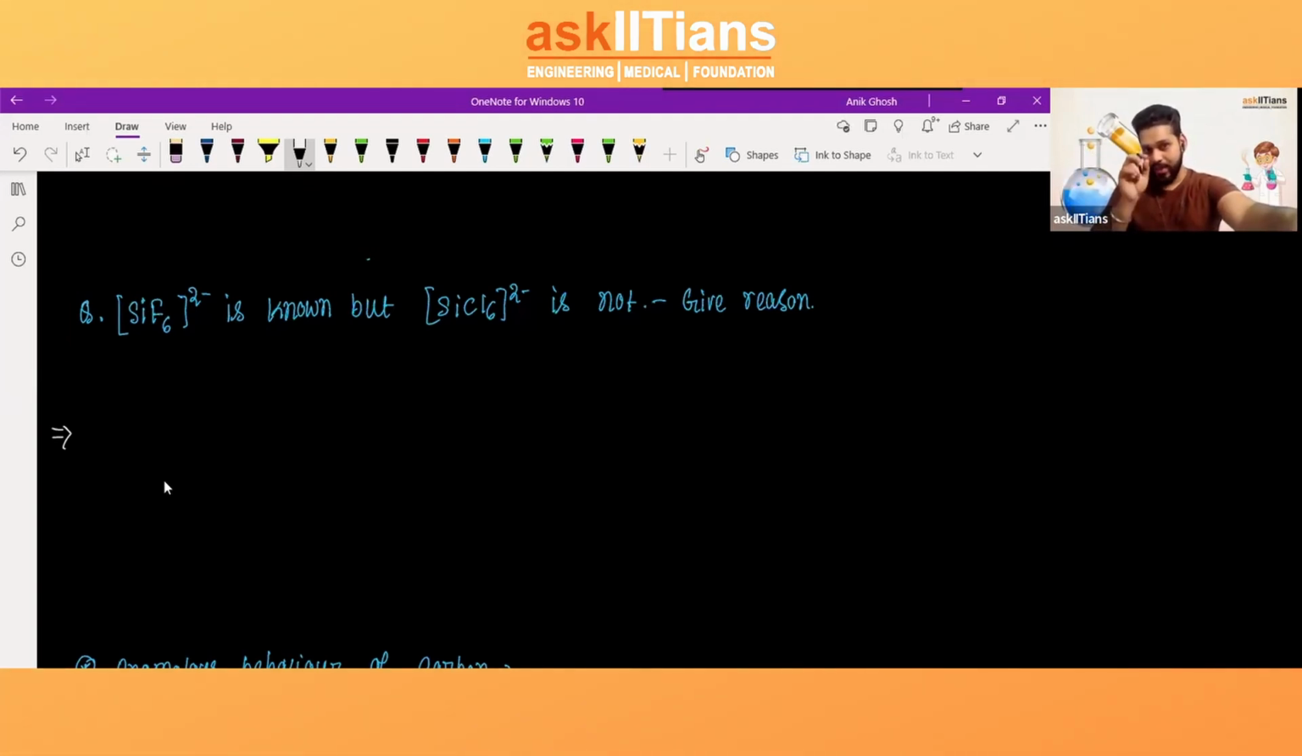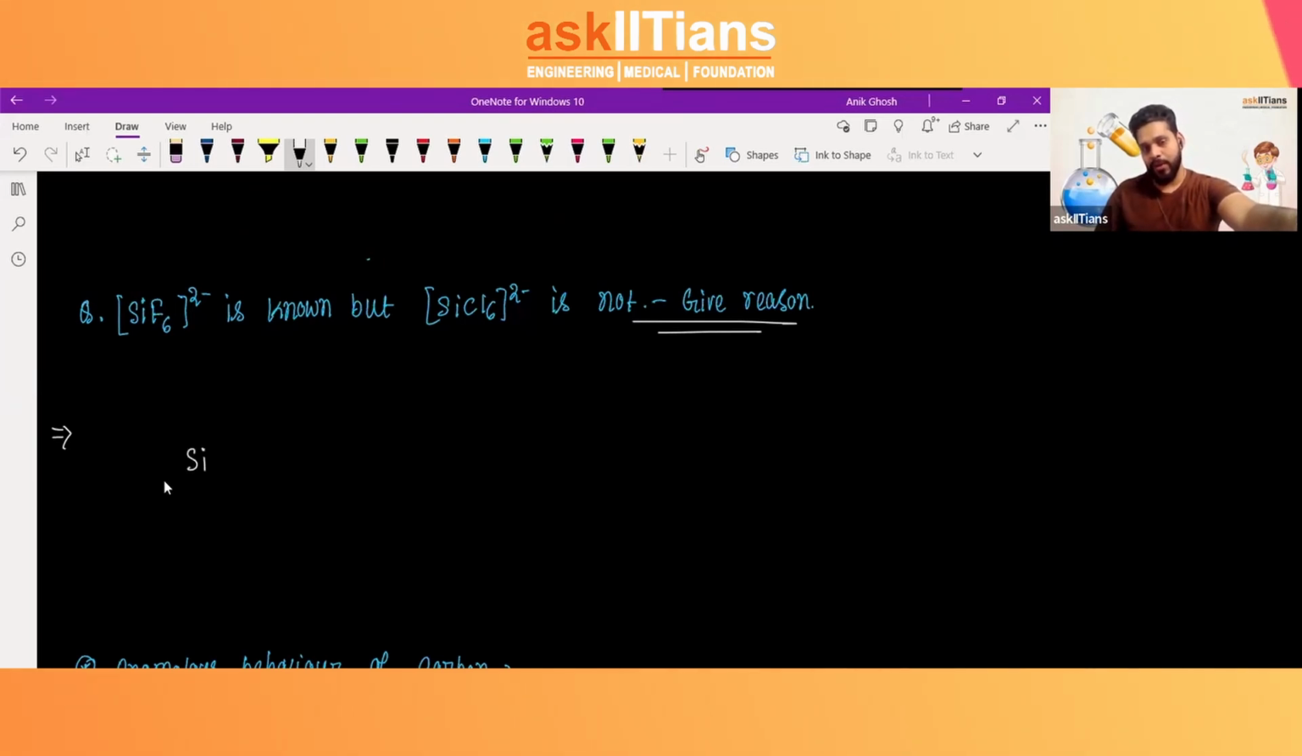But this question, guys, has a little bit of deviation from the concept that we have been using all this time. SiF6 is known, but SiCl6 is not known, and you have to give the reason. Now, guys, as you can see, both of them are silicon, so definitely the answer is going to be with respect to fluorine or chlorine. The answer is very simple.